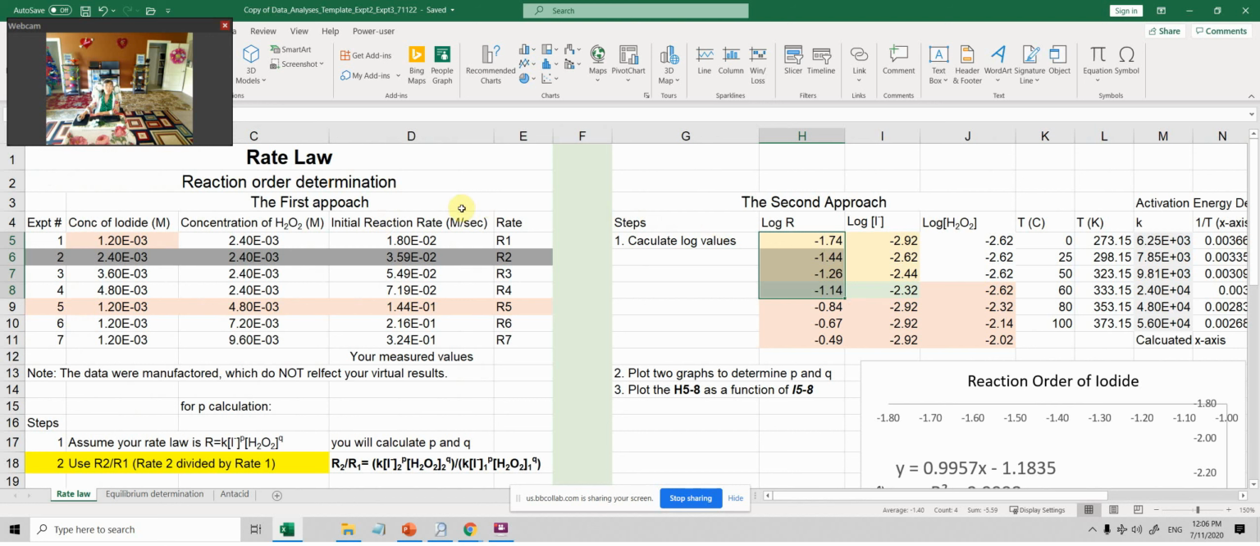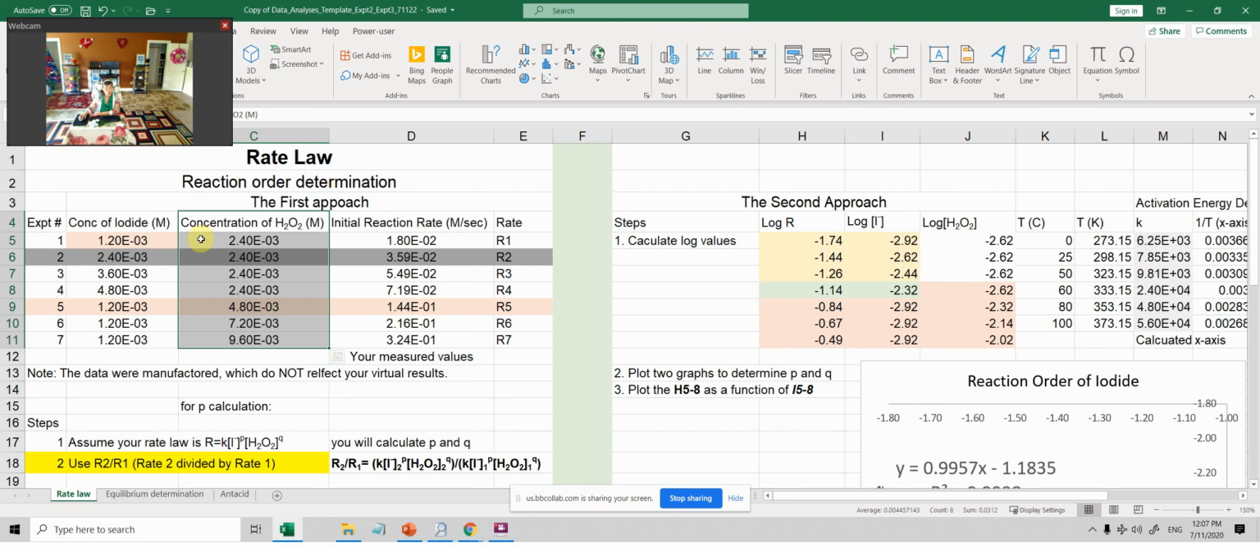Rate law determination, you can have two different approaches. In each approach, you are going to determine the reaction rate order, and then you calculate the reaction rate constant. First of all, let's take a look at your experiments. You are going to prepare different concentrations for one reactant, iodide. Similarly, the second reactant, hydrogen peroxide. You prepare different concentrations, and then you react these two together.